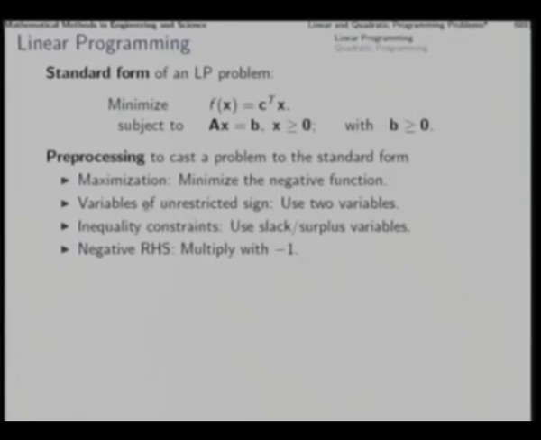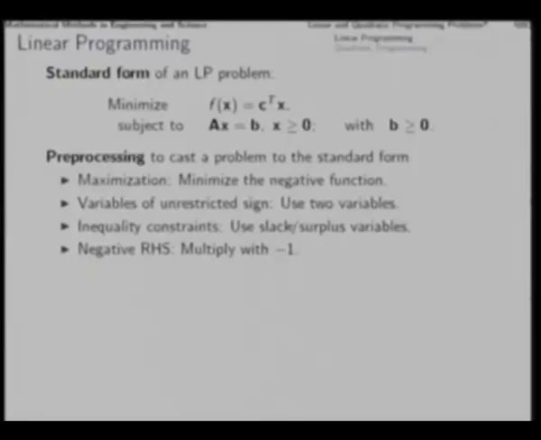If there are inequality constraints, then we use slack or surplus variables to get them into equality constraints. If there is a right hand side value which is negative, not satisfying this, then we multiply that constraint with -1, which means that this multiplication with -1 has to be done prior to using slack or surplus variables. These pre-processing steps we conduct in order to put the problem in this standard form.